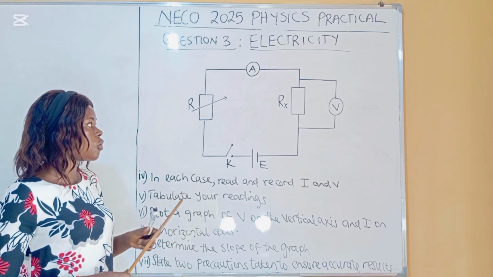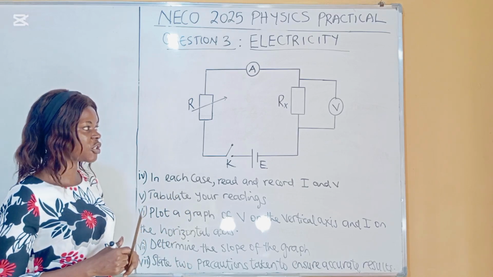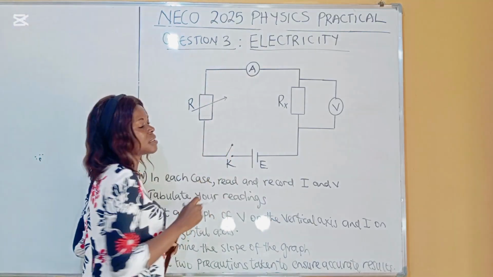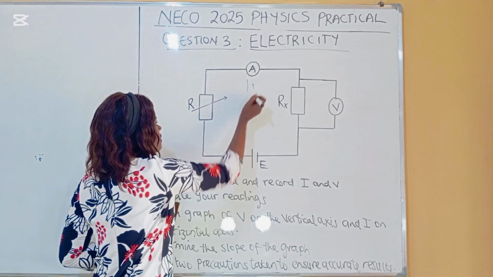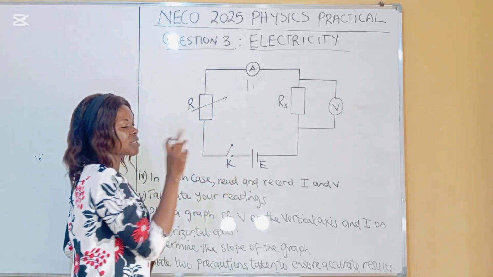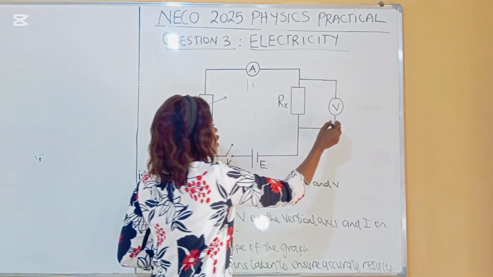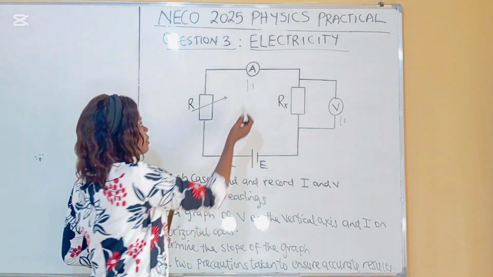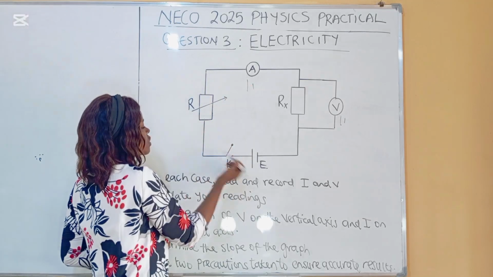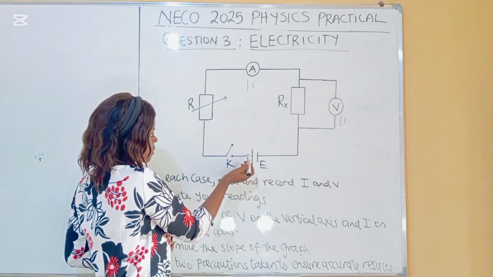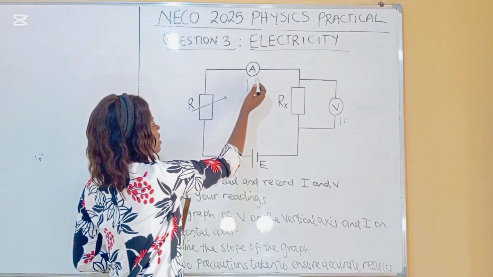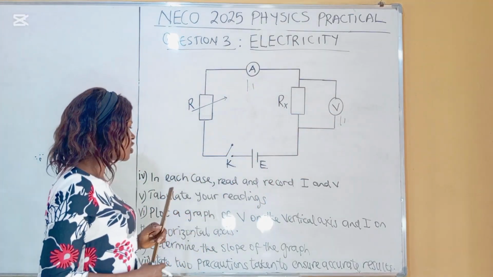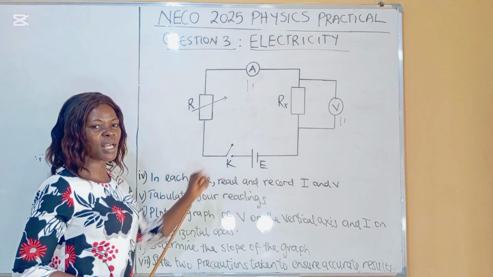Now you must remember, one thing that you must note in this connection is the positive and negative terminals. The ammeter has positive and negative terminals, and the voltmeter also has positive and negative terminals. So in your connection, you must ensure that you connect the positive terminal of the ammeter to the positive terminal of the cell, and also connect the negative terminal of the ammeter to the negative terminal of the voltmeter. Now let me teach you how to get the EMF of a cell, because that is the first step.